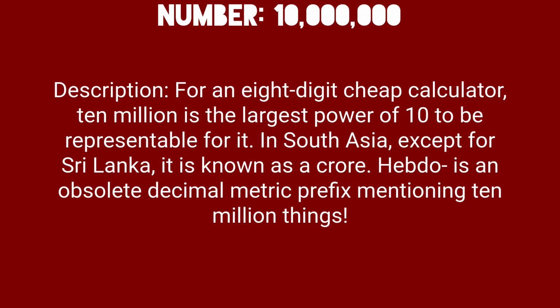10 to the seventh power. For an 8-digit cheap calculator, 10 million is the largest power of 10 to be representable for it. In South Asia, except for Sri Lanka, it is known as a crore. Hegno is an obsolete decimal metric prefix meaning 10 million things.